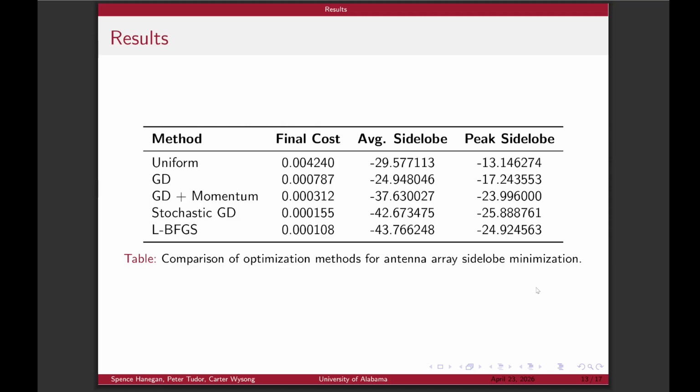Finally, the best of the algorithms, and the one that created the lowest final cost, was the LBFGS algorithm, which had a final cost of 0.00108, an average sidelobe level of negative 43 dB, but a peak sidelobe level of negative 24 dB. This is a notable quality, as the choice between stochastic gradient descent and LBFGS really depends on your intended minimizer, as LBFGS has a lower average but a higher peak, while the stochastic has a higher average sidelobe level but a lower peak sidelobe level. Therefore, depending on your implementation, you would want to choose one or the other.